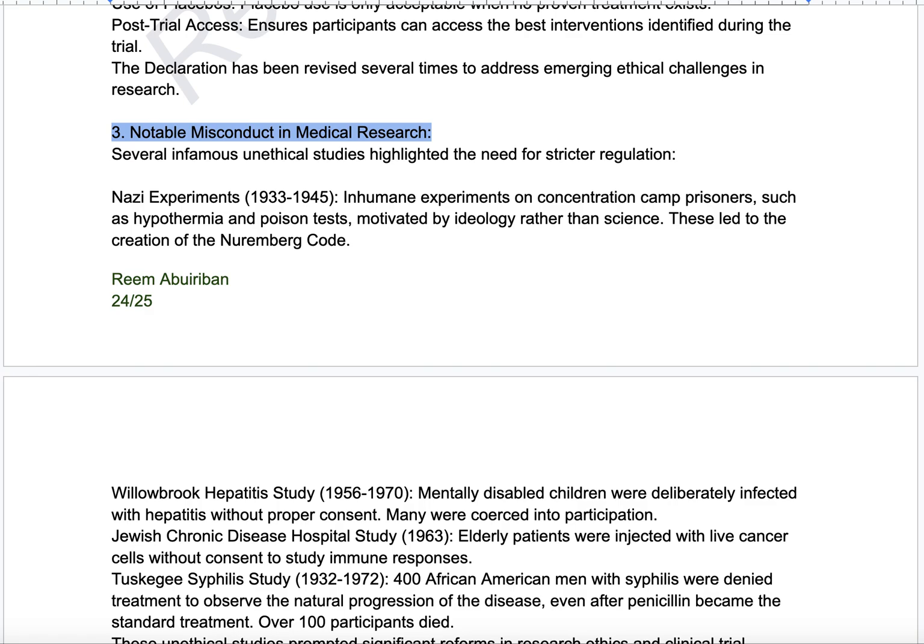Notable misconduct in medical research. Several famous unethical studies highlighted the need for stricter regulation. Nazi experiments, which were from 1933 to 1945. Human experiments on concentration camp prisoners, such as hypothermia and poison tests, were motivated by ideology rather than science and thus led to the creation of the Nuremberg Code.